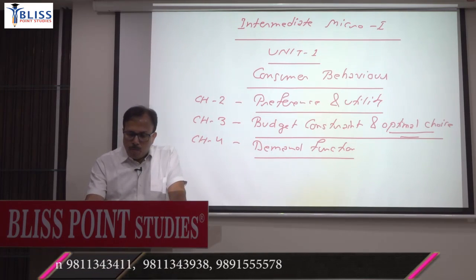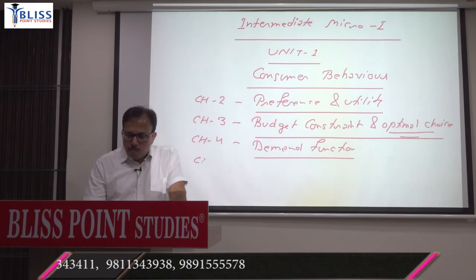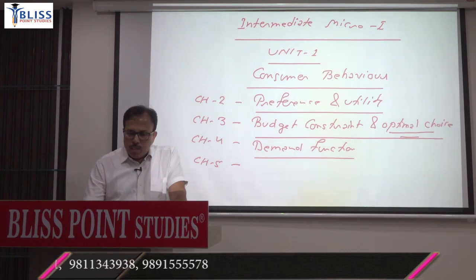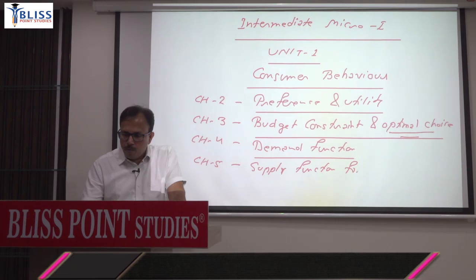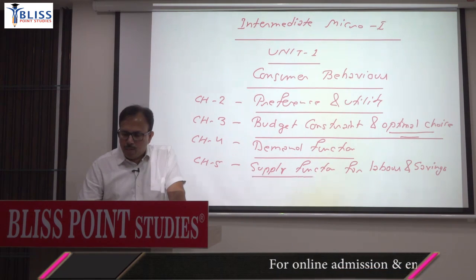Then we move from chapter number 4 to chapter number 5, which is supply function for labor and savings.